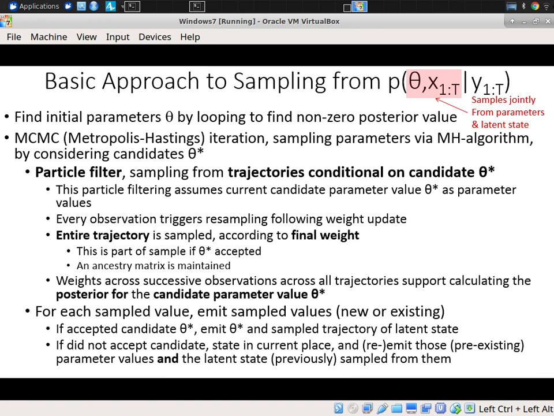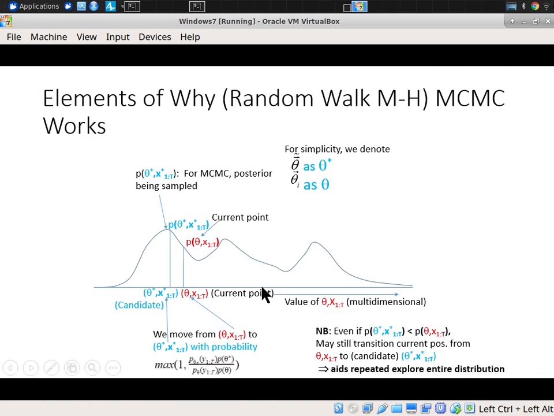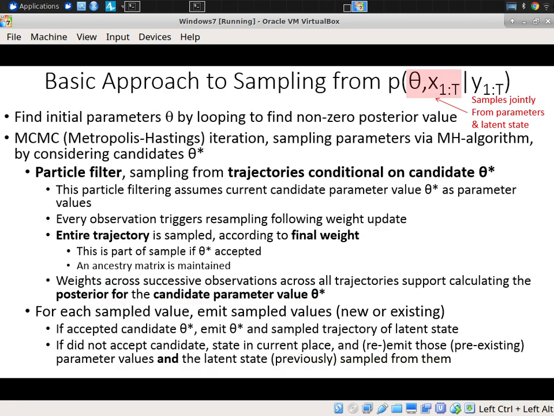So it turns out that in order to calculate the posterior for theta star, this exactly here, you have to perform particle filtering, and you just use the weights from every time point in every particle. And you can calculate it, and that can determine the posterior. Then the ratio of the posteriors determines the probability of acceptance, and then you determine, do I accept? If I accept the candidate, I'll emit that together with the sampled trajectory.